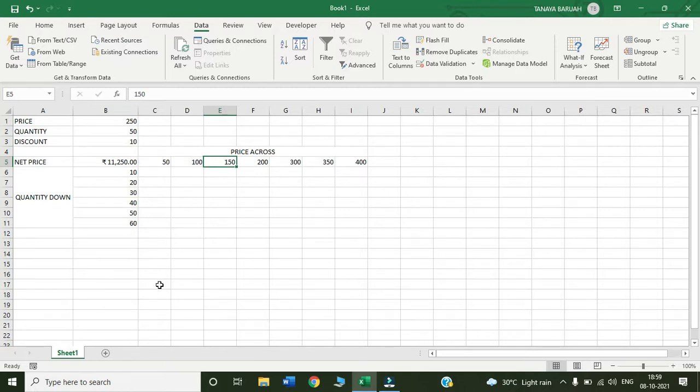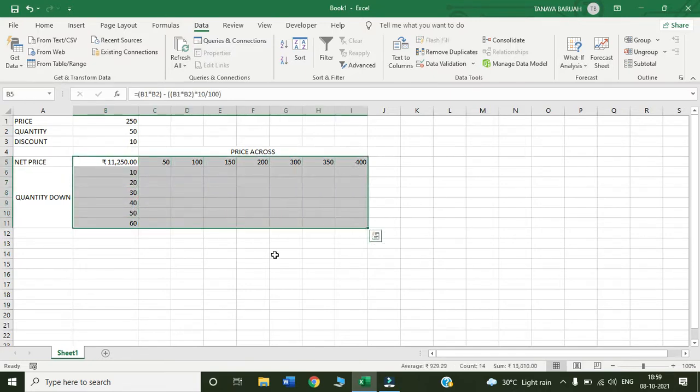Data table is one feature which will help you to alter your different input values and show you different results in the same table. To create a data table, first we have to select from this cell onwards the total price that we have to pay to that shopkeeper. So we will have to select from here till the last.